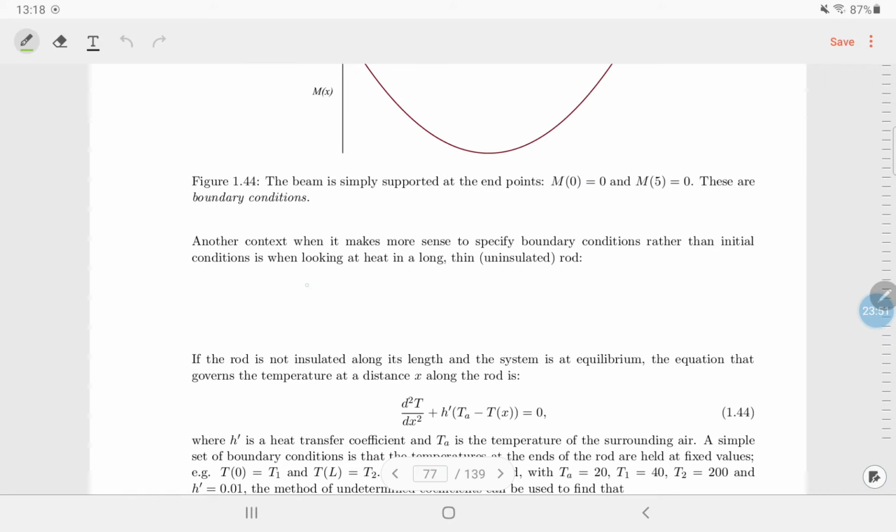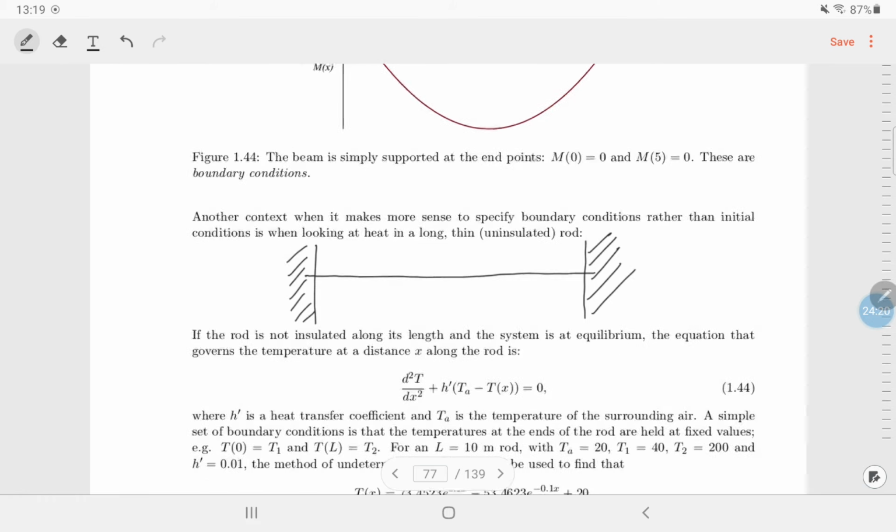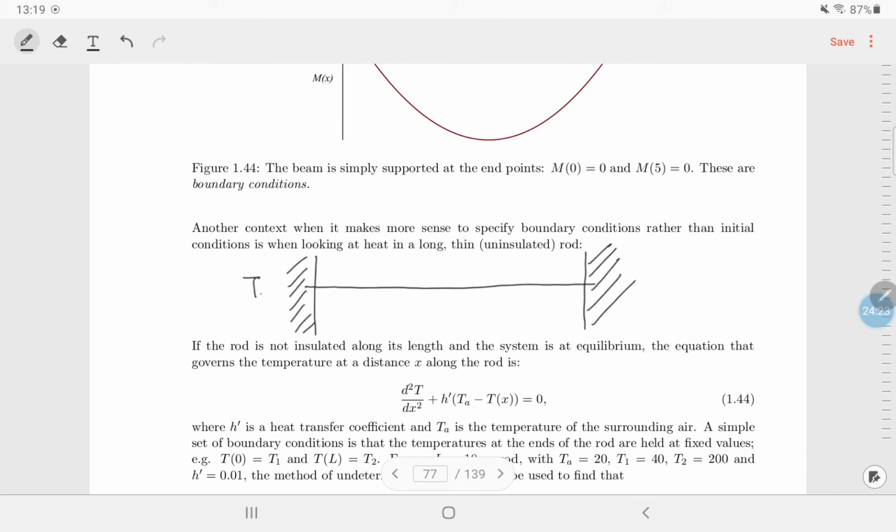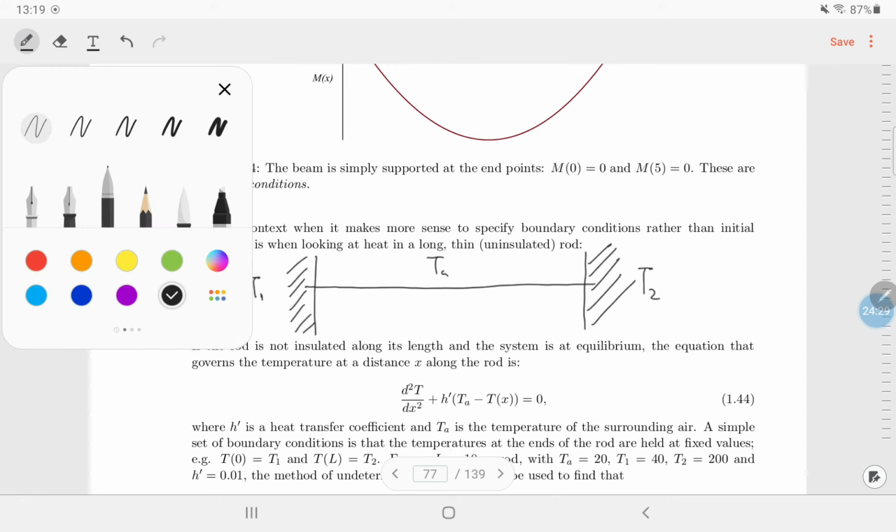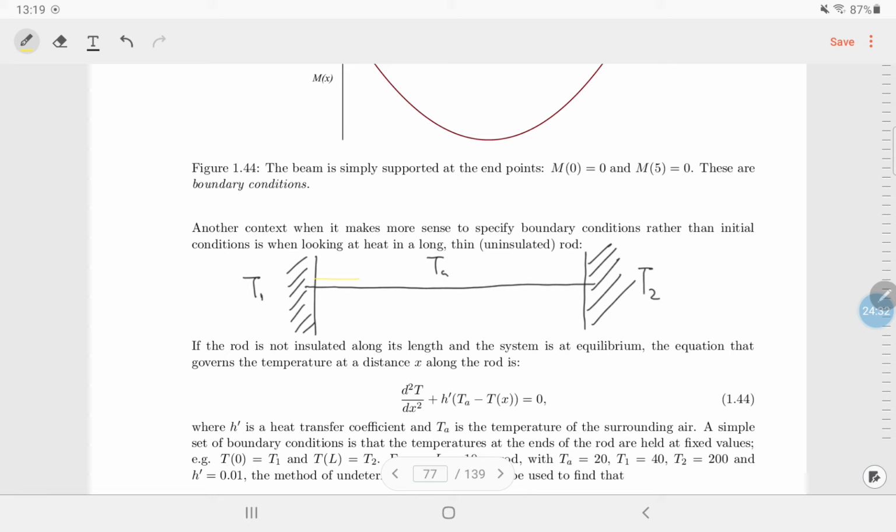Yeah, that's true. So you have a wall here and another wall here. They don't have to be walls, they're just components of some sort. And you have a rod going between the two of them. Now it's uninsulated, so there's different heat transfer. The temperatures at the sides are kept constant. So the temperature here is temperature 1, and the temperature here is temperature 2, and you also have the temperature of the air.